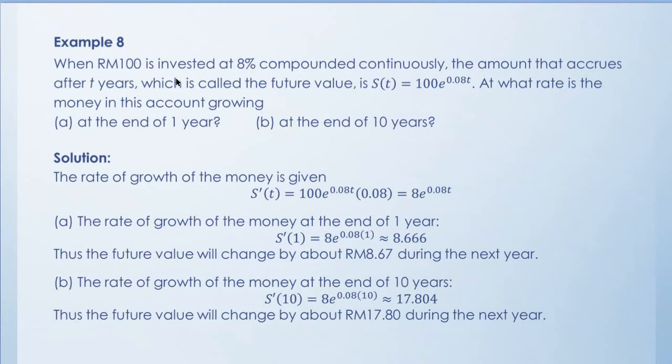And since the question said invest at 8%, so 100 exponential power 0.08t multiply 8%, which is 0.08. Therefore, we will have 8 multiply exponential power 0.08t. And next, at the end of 1 year, which means that when t equal to 1, we substitute inside, we will get approximately 8.666. So why do I give the approximate sign? Because it should be 26.